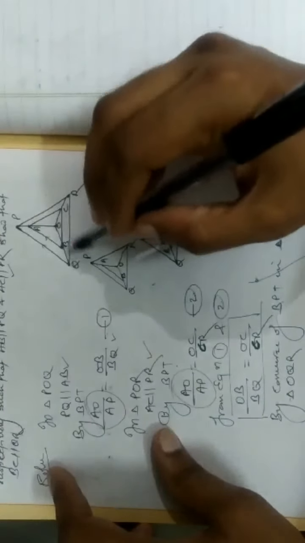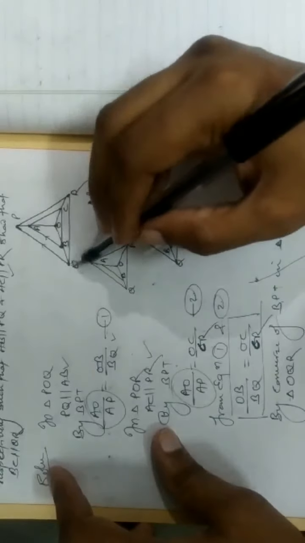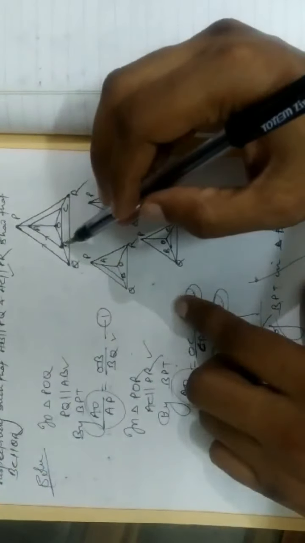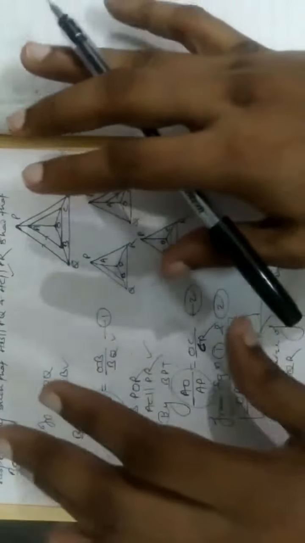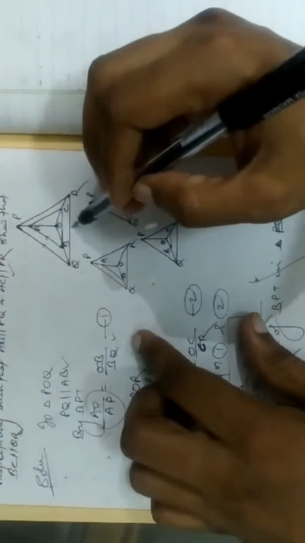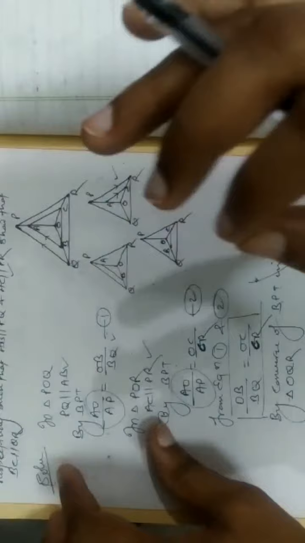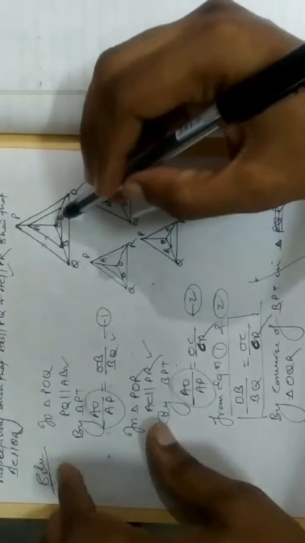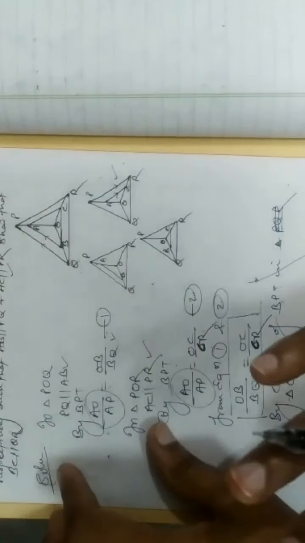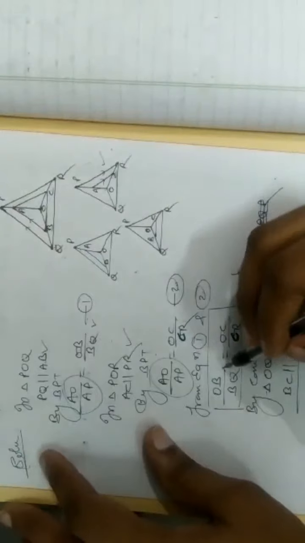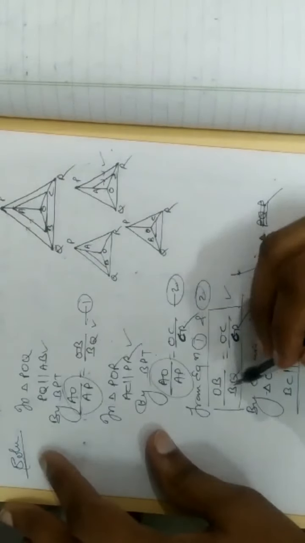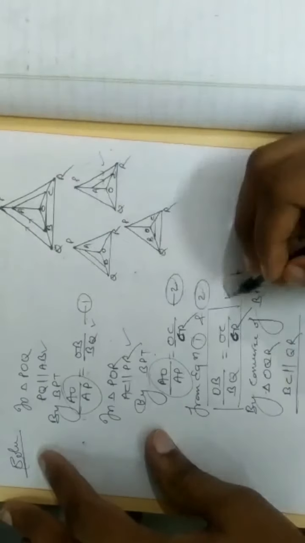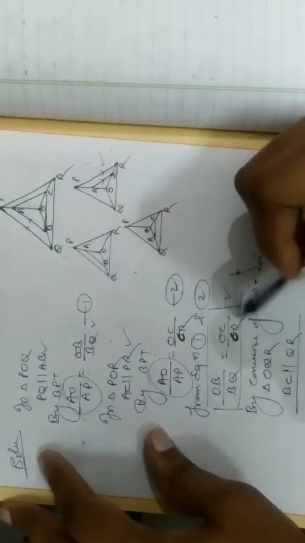So in triangle OQR, if we apply BPT, for a short while I am applying BPT theorem here. So what will be the BPT? In fact, we cannot apply BPT theorem until we know that BC is parallel to QR. But for making you understand, I am just showing that OB upon BQ equal to OC upon CR. This we have already obtained from equation 1 and 2. This ratio we have obtained.